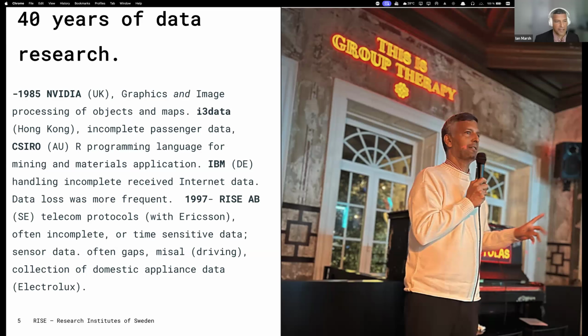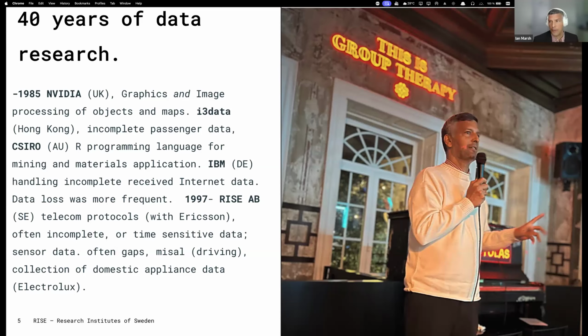In Hong Kong, I was working for Cathay Pacific, doing scheduling for airlines. You can imagine people don't turn up for planes, data is incomplete, flights get delayed. So handling imperfect data. In Australia, I worked for the CSIRO, the Commonwealth Scientific and Industrial Research Organisation, where I worked on a programming language called R. Quite often we would work with incomplete data, mining data and materials. Australia's research is very much focused on its strengths, mining, you name it. I won't go into all of them now.